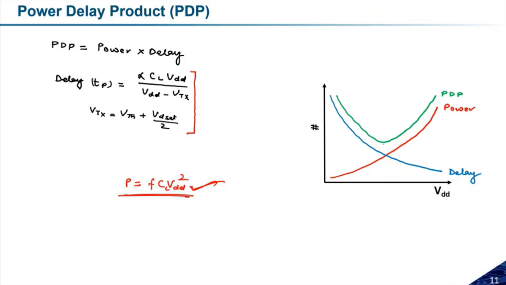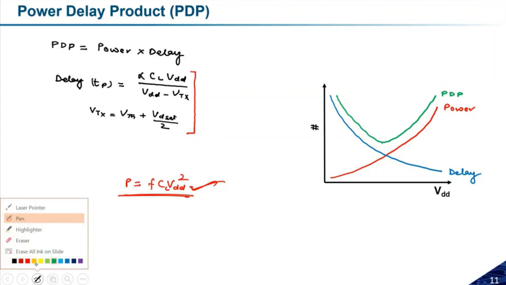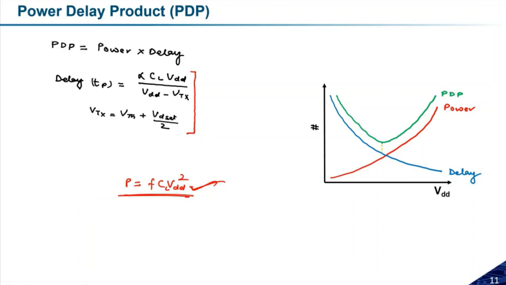So the point at which we are getting the minimum PDP will give you the idea which supply voltage I have to use so that I can get the optimum power delay. Both the delay is not that much high, and the power is not that much high. So you can decide this optimum supply voltage. Okay, so let us try to write a few things as well.